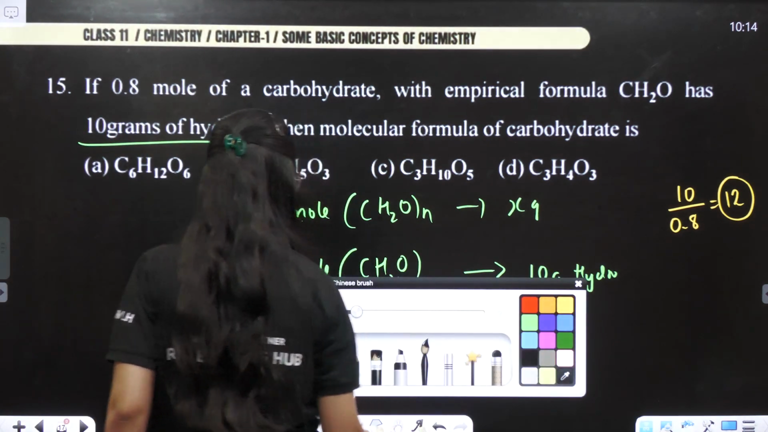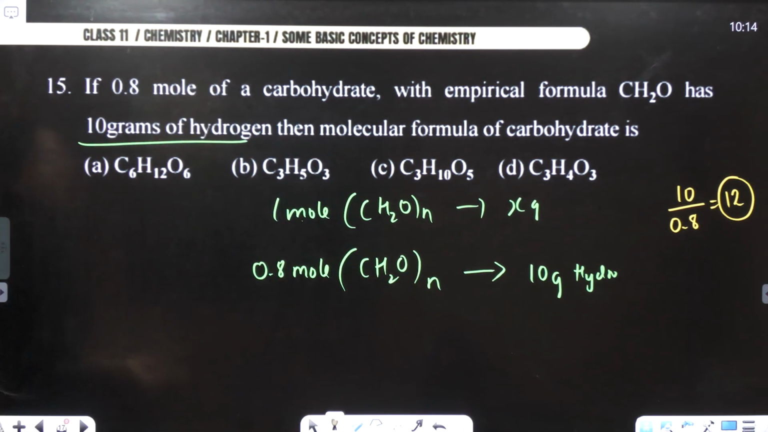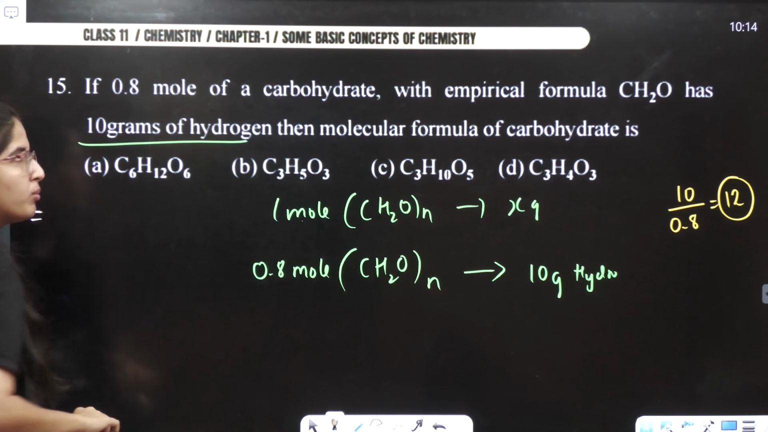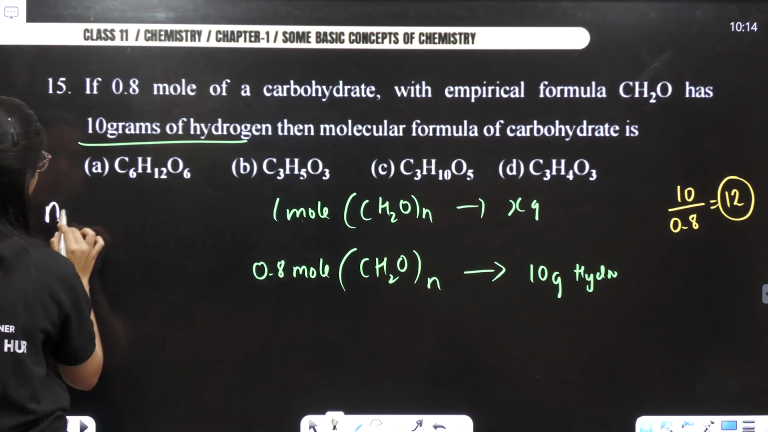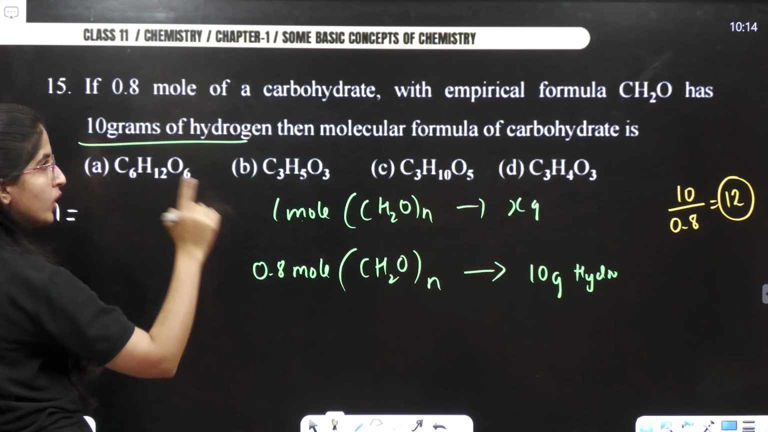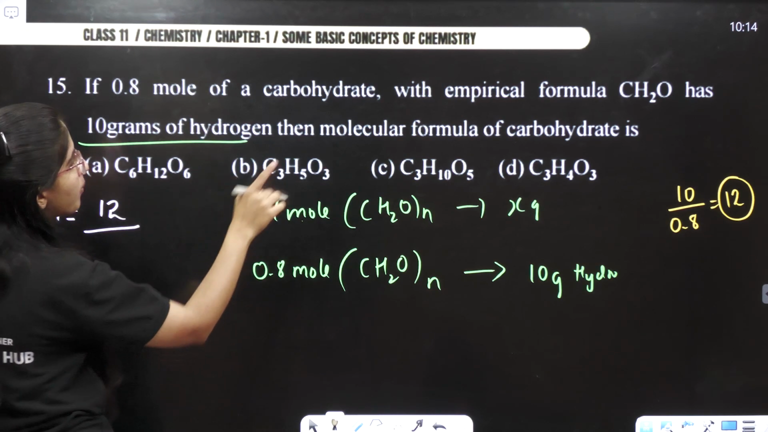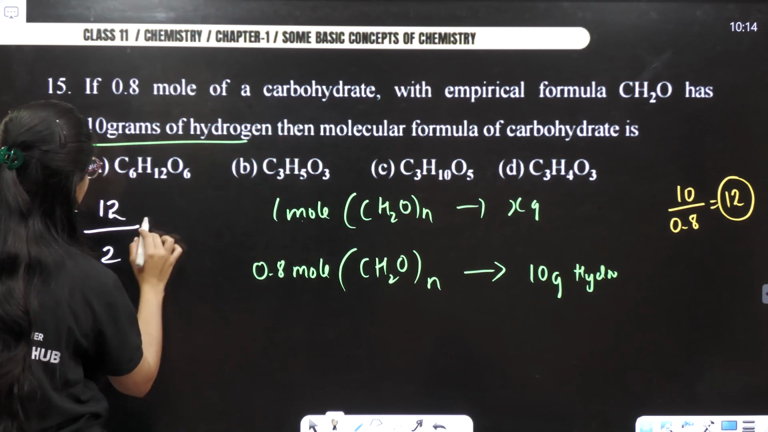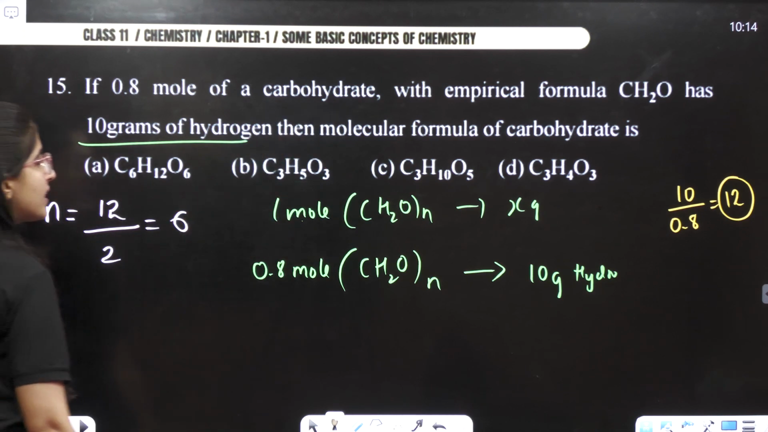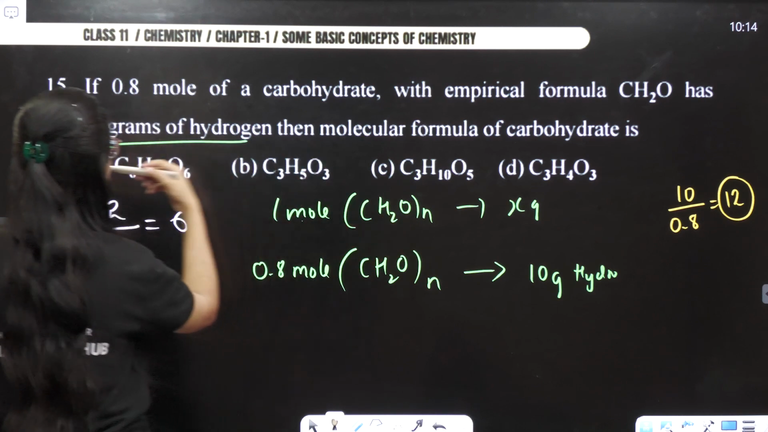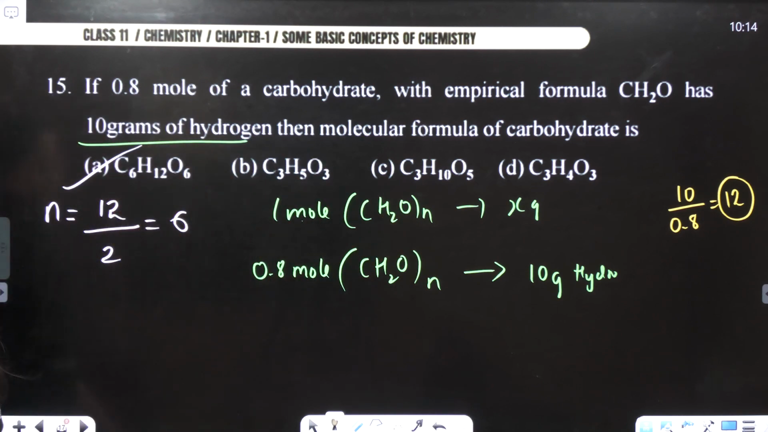So now let us take just the empirical formula and molecular formula mass to calculate N value. So N will be, in molecular formula, what is the mass of hydrogen? 12. In empirical formula, what is the mass of hydrogen? 2. So it will give you 6. So here it will be 6. Therefore, C6H12O6. So option number A will be your correct option. Next question.